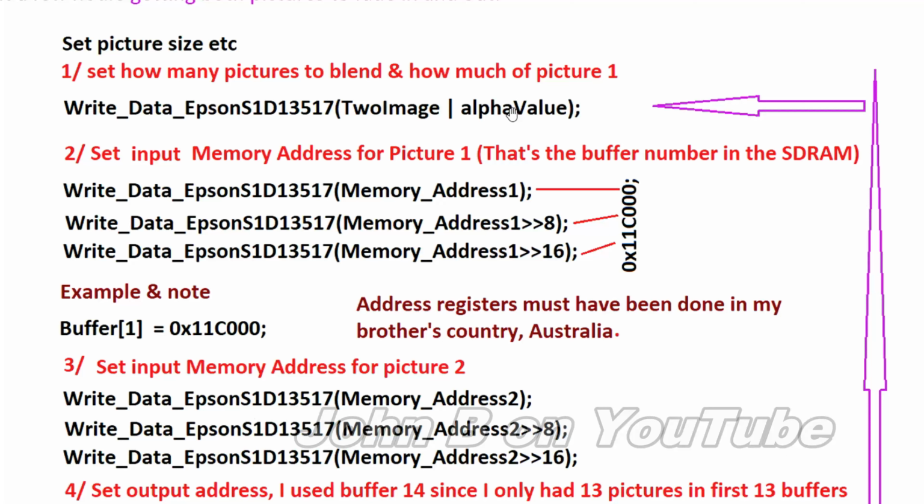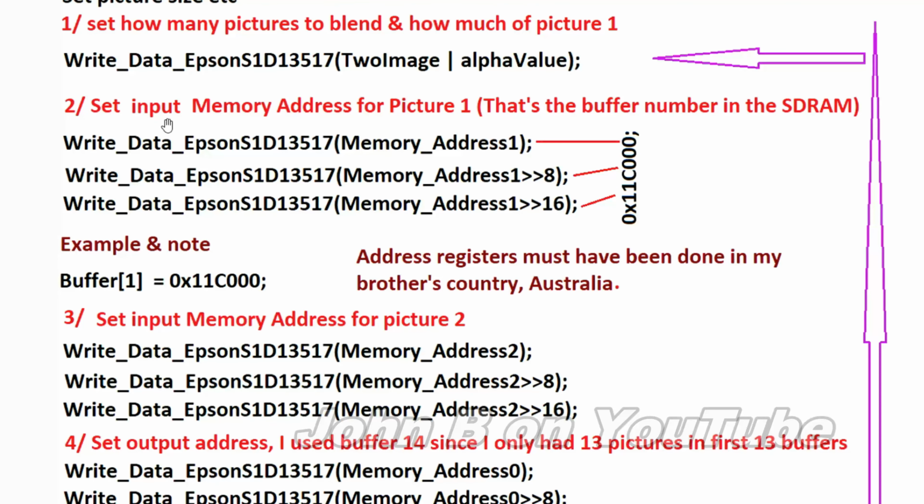These are actually numbers, and I chose to put in words, and I could just change the words. And this alpha value is a variable, so I can change it in a for loop. So this 2 image can be changed to 1 image, and it simply blends in one picture at a time. 1 image or 2, ORed with the alpha value.